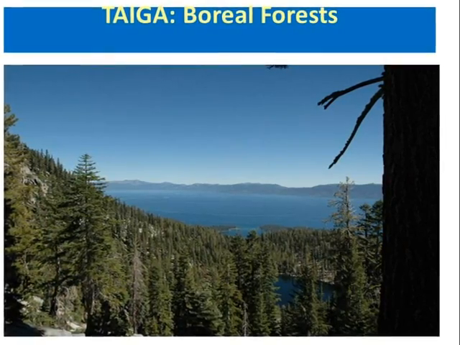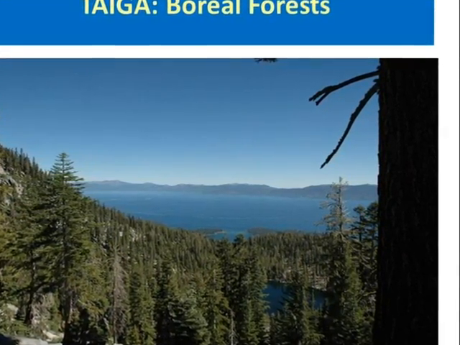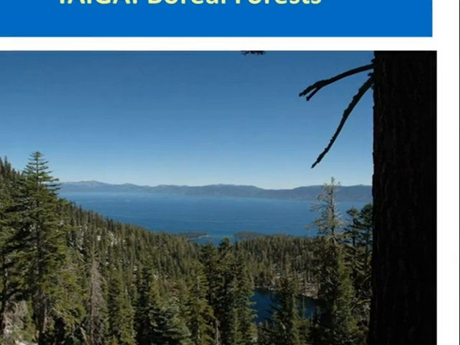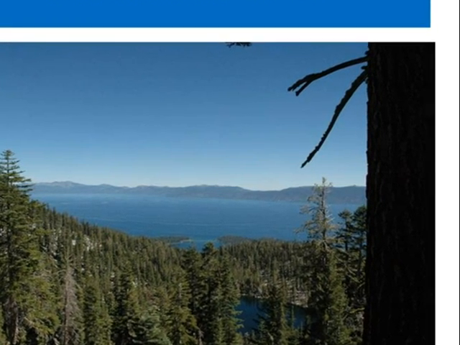This is another shot of the taiga, Boreal ecosystem forest. And again, you can see the conifer trees surrounding this crater lake. This is in Oregon.